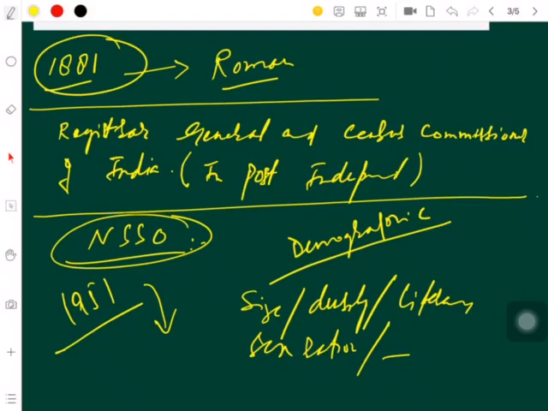NSSO was initiated in the year 1950. Nationwide, large scale organization it is. Continuous survey operations are conducted in the form of successive rounds. As I said, census takes place every 10 years, so they have to collect the data for the whole time. NSSO has got many functions.